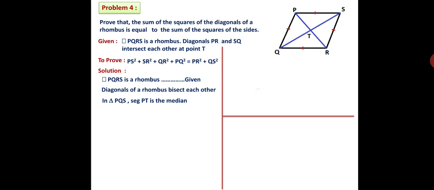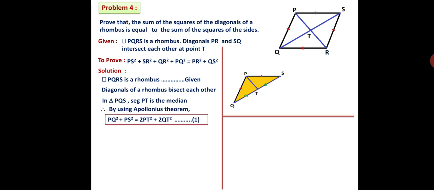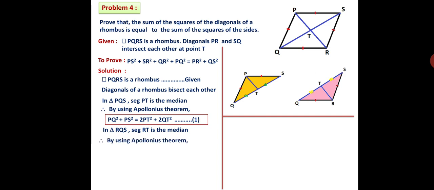In triangle PQS, which is extracted from the original, we could see that T is the midpoint of QS. So in triangle PQS, segment PT is the median. Therefore we can write by using the Apollonius theorem, PQ square plus PS square is equal to 2 PT square plus 2 QT square, equation 1. Similarly, in the remaining triangle RQS, RT is the median. So by using the Apollonius principle, QR square plus SR square is equal to 2 RT square plus 2 QT square, equation 2.